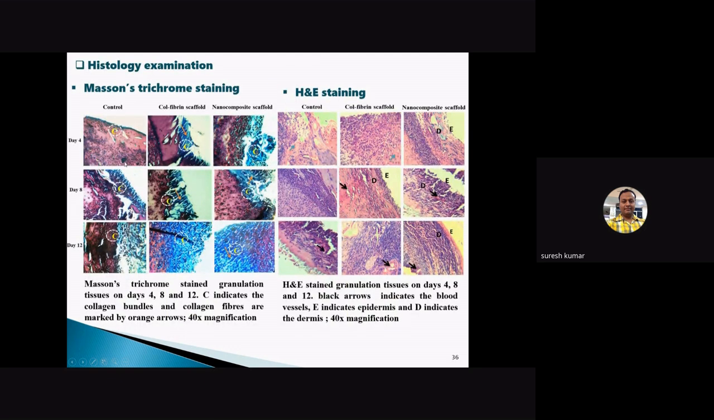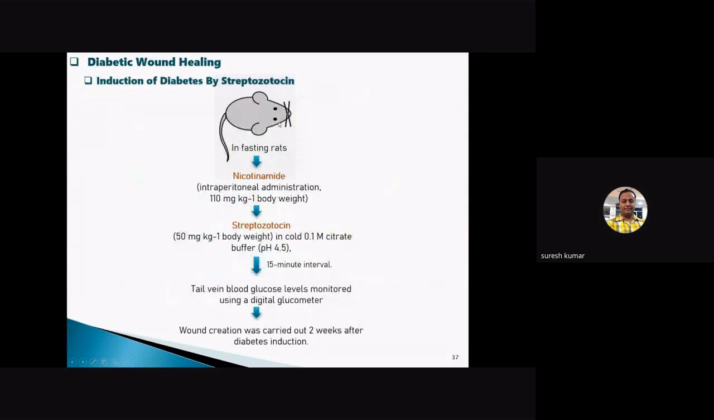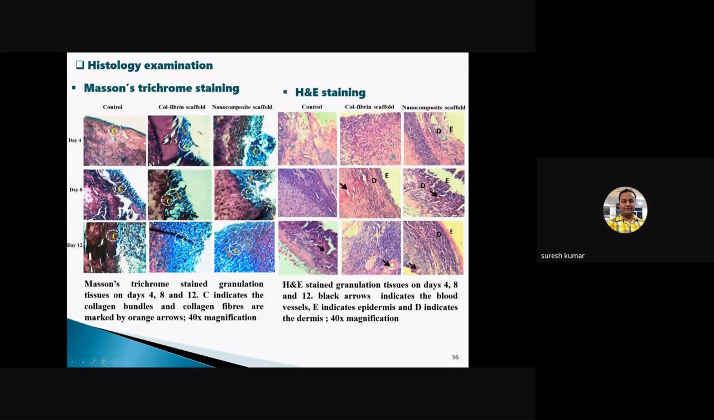This is a very basic histological study where we carried out Masson's trichrome staining. In the control, we could not see the excessive blue bundles, which indicate collagen formation, whereas in the nanocomposite scaffold treatment, more collagen or ECM formation is happening, indicated with the arrow mark C as compared with the control. In the hematoxylin and eosin staining, the new dermal formation as well as the epidermis formation is indicated by the black arrow as compared with the control.